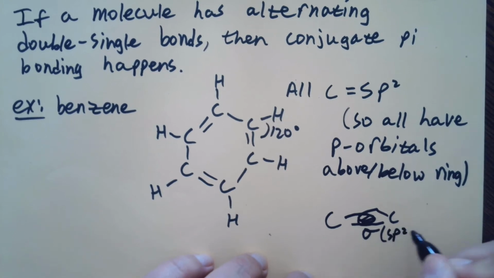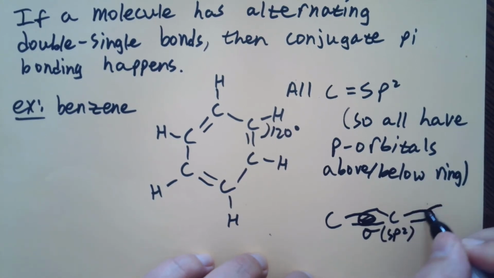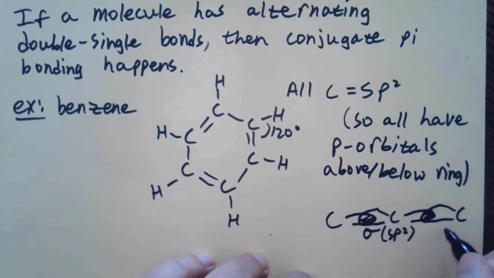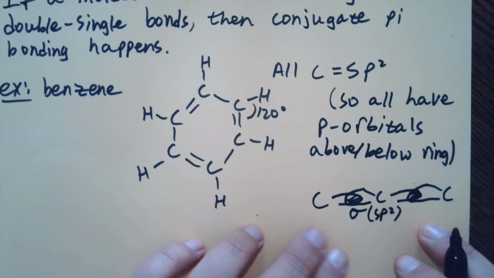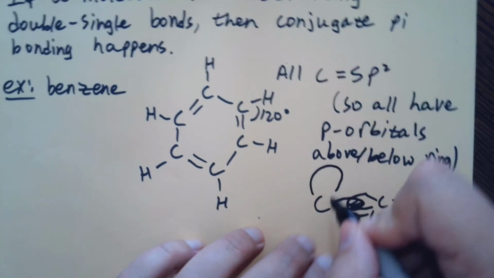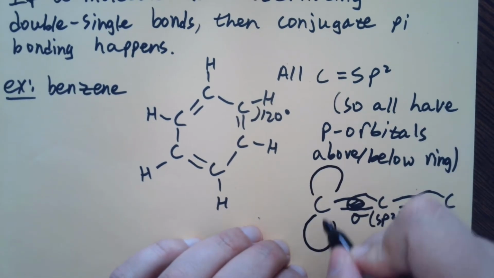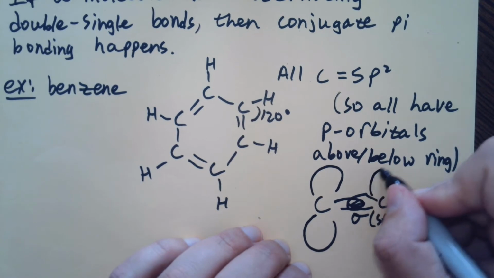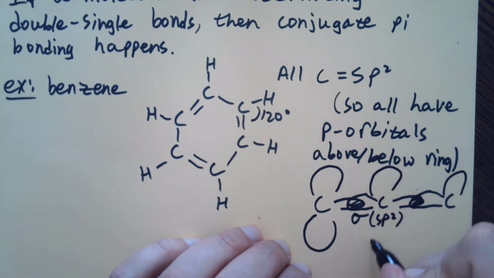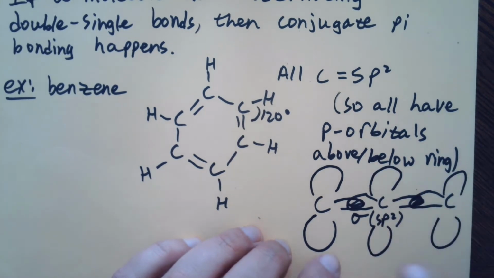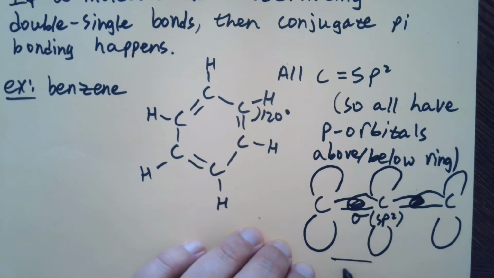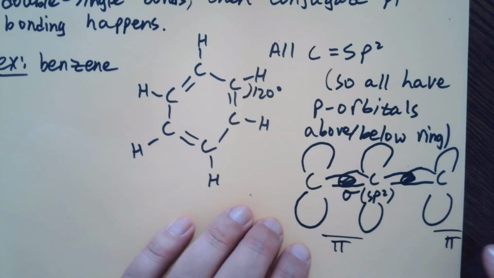From the sp2, and we're going to have that. I'm going to make it look linear, but keep in mind that it's a ring. Okay, so we have these sigma bonds, and then above it, we've got our p orbitals. Well, they're all going to have the p orbital. So it isn't like this is only going to have a pi bond here, and then this is going to have a pi bond over there to the next carbon.